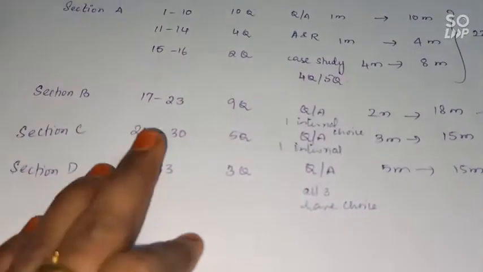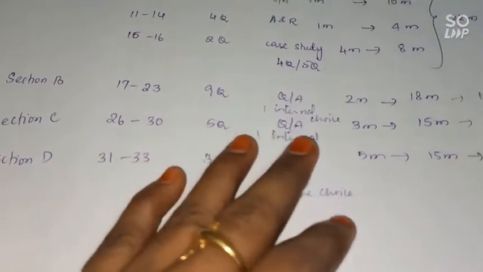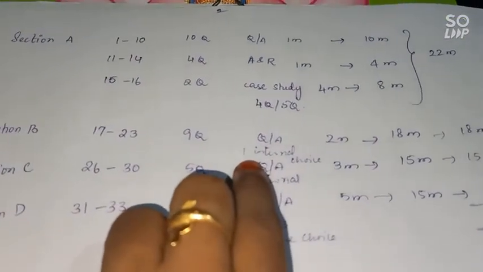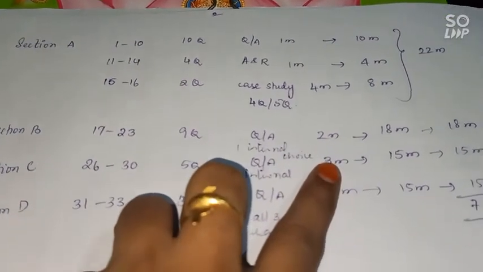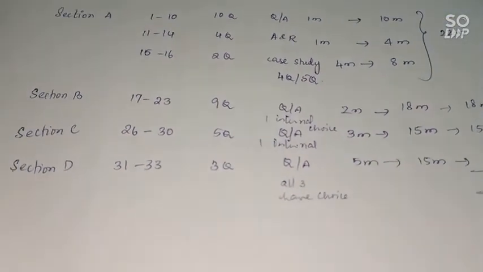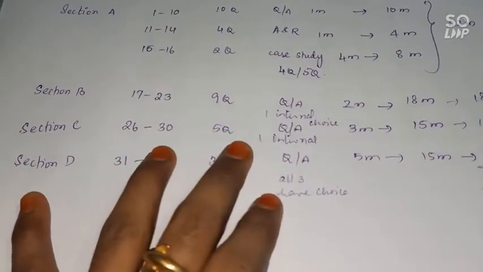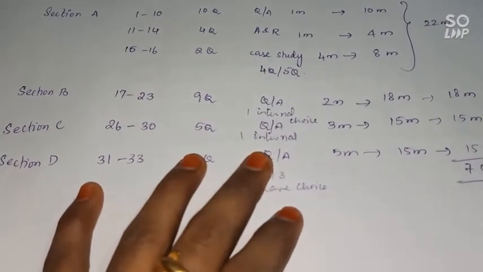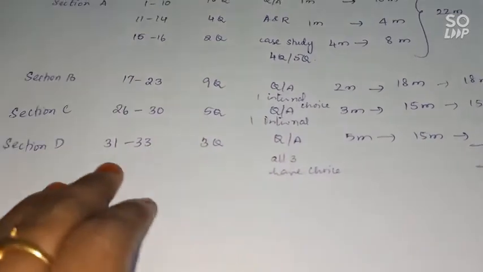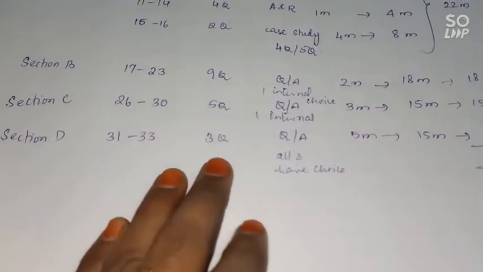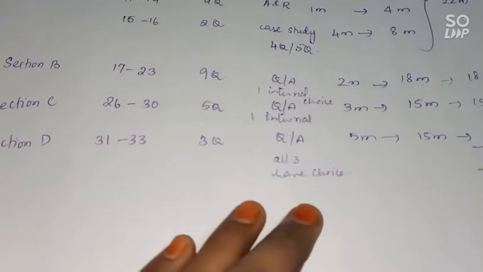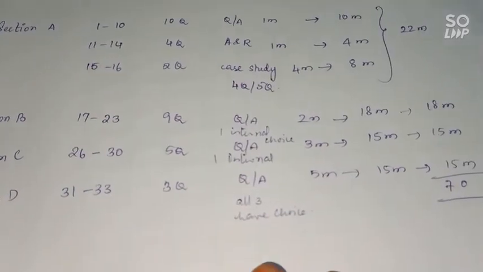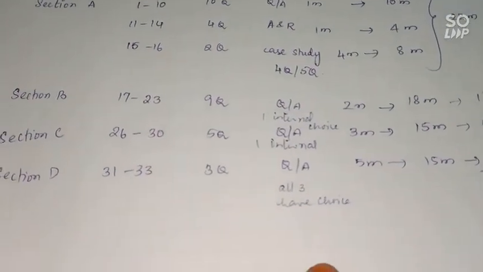And then section B, question number 17 to 25, 9 questions, each with 2 internal choices. Question-answer type, 2 marks each, so it makes 18 marks. Section C, question number 26 to 30, 5 questions with 1 internal choice. Question-answer type, 3 marks each, totally 15 marks. Section D, question numbers 31 to 33, 3 questions, all 3 with internal choice. Question-answer type, 5 marks each, which makes it 15 marks. So this is basically your question paper pattern.